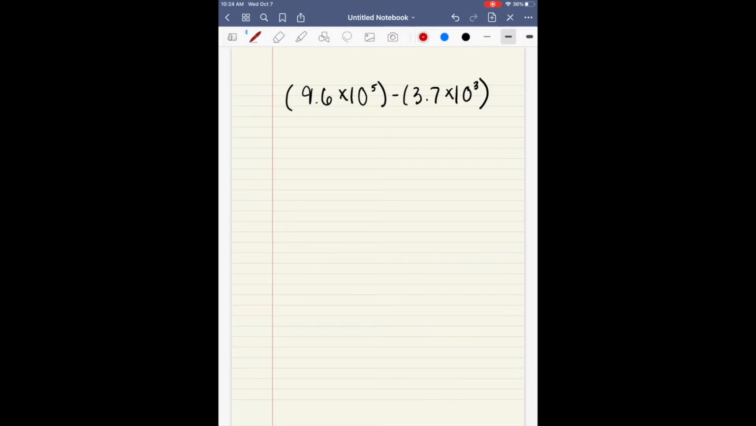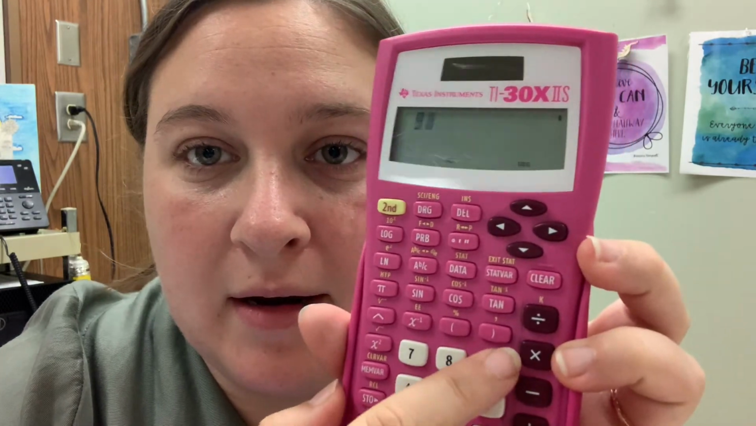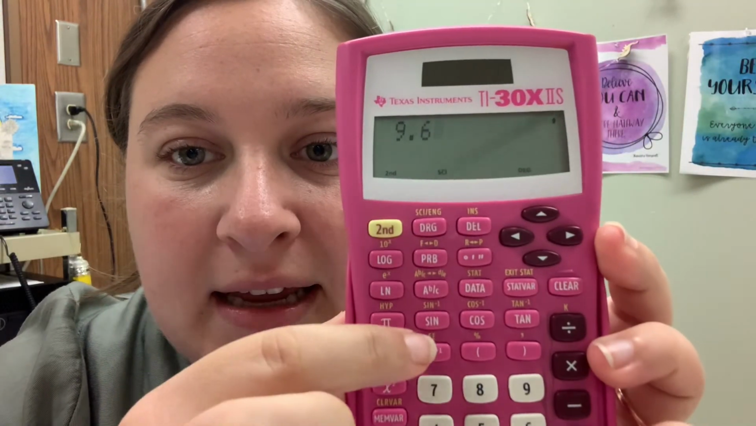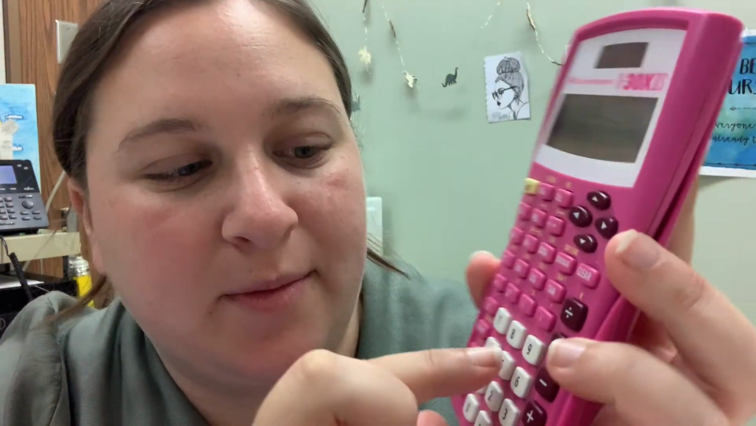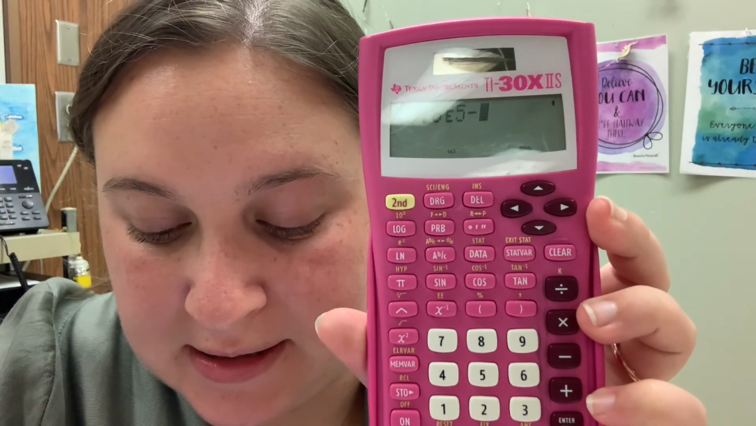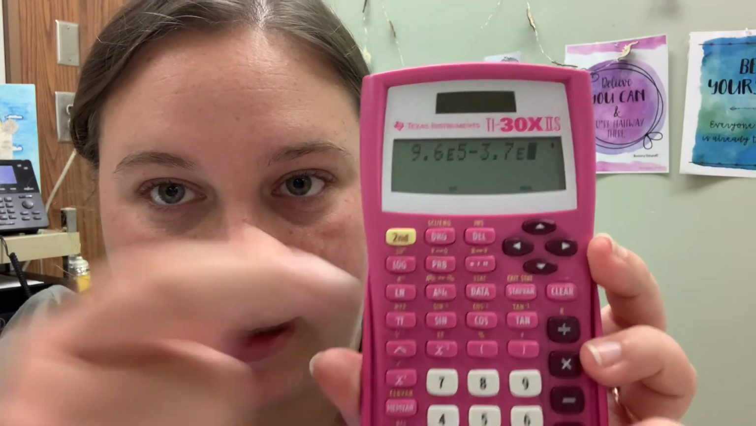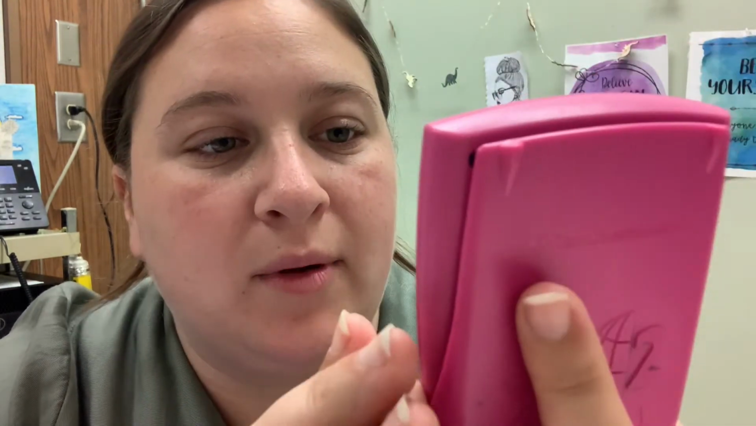So our very last problem is going to be the one operation that we haven't done yet, which is subtraction. So we are doing 9.6 times 10 to the 5th minus 3.7 times 10 to the 3rd. So in our calculator, we are going to type in 9.6, second E for the times 10, and our exponent is 5. And then we are going to hit the subtraction sign since this is subtraction. And the second number is 3.7, and then second E, and our exponent is 3. So we get 9.563 times 10 to the 5th.